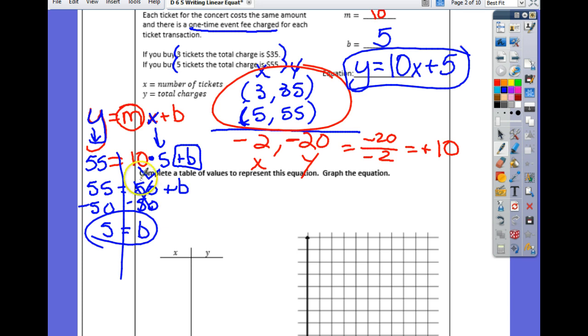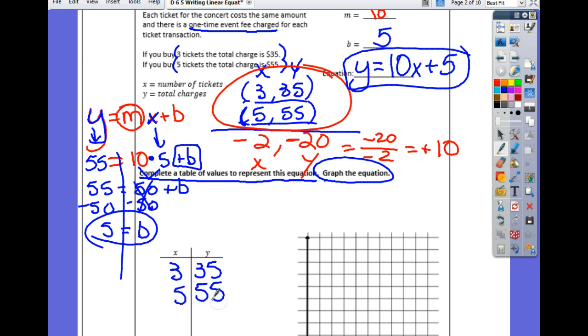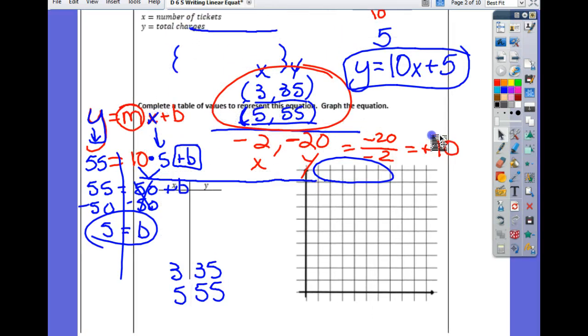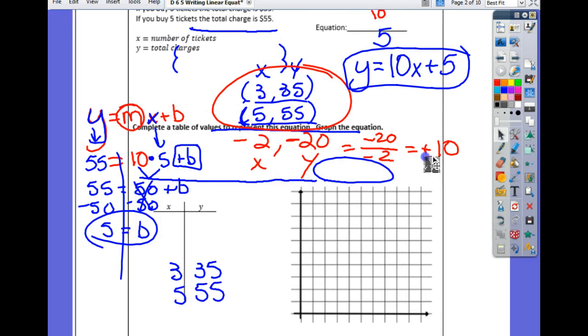And then on the bottom it says, complete a table of values to represent this equation, and then graph it. Well, we already started a table. What points do I know? Yep, 3 and 35, and 5 and 55. Move my graph up a little bit.